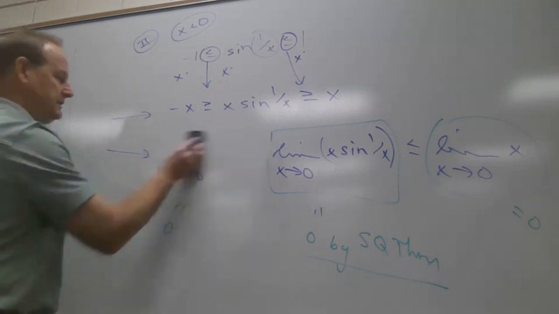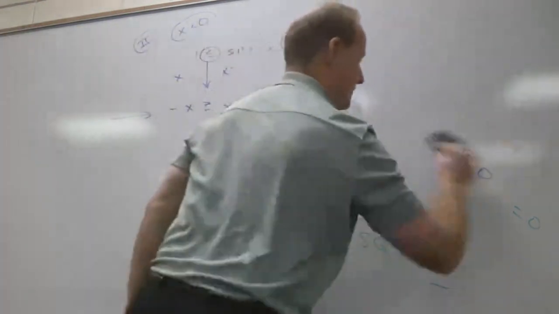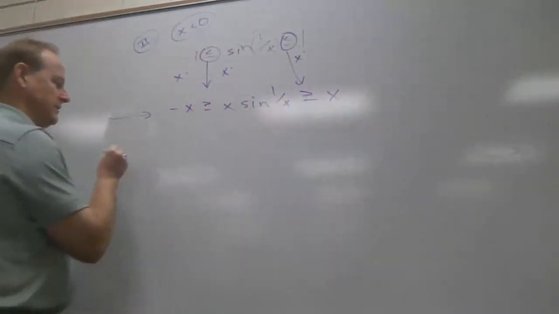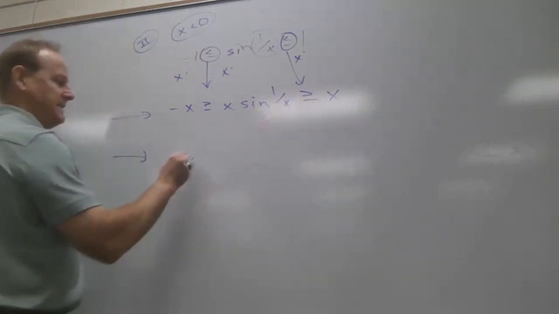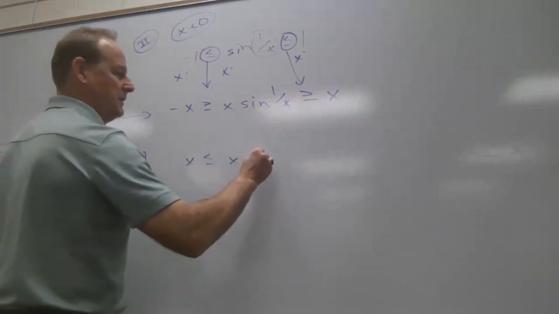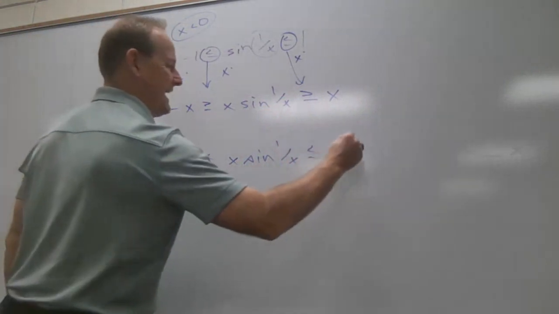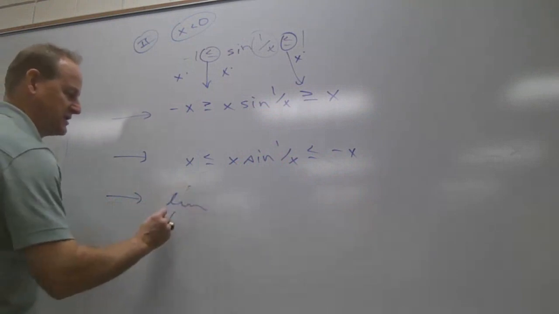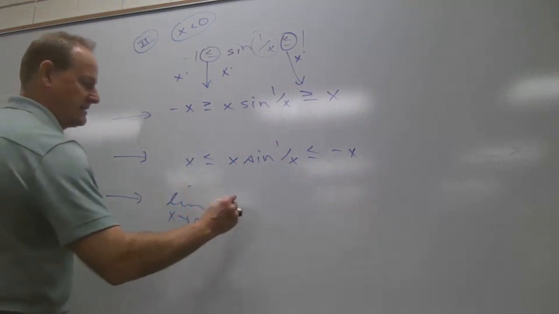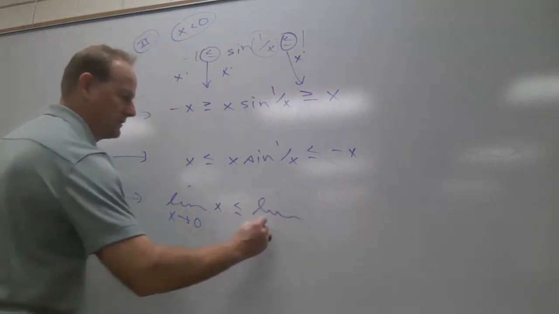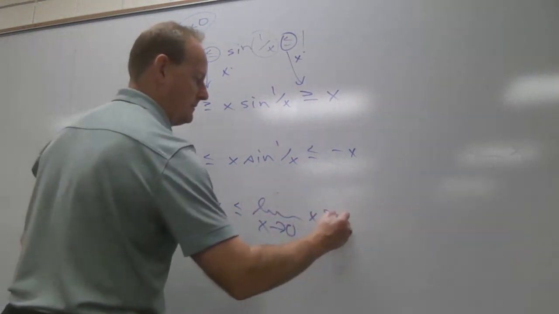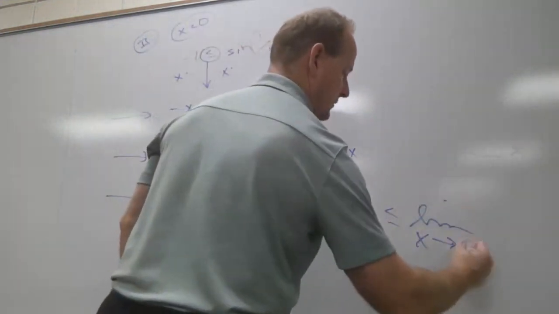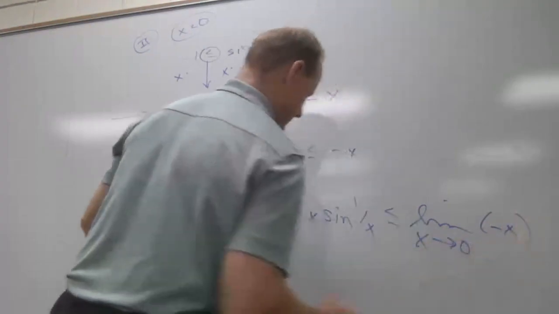So then what changes here? I'm going to rewrite this backwards. I'm going to rewrite the chain inequality. Instead of being greater than and greater than, I'm going to flip it around. So this says that, reading it right to left, x is less than or equal to x sine 1 over x, which is less than or equal to minus x, in this case. So that implies that the limit as x approaches 0 of x is less than or equal to the limit as x approaches 0 of the middle one, which is what I want, which is less than or equal to the limit as x approaches 0 of minus x.